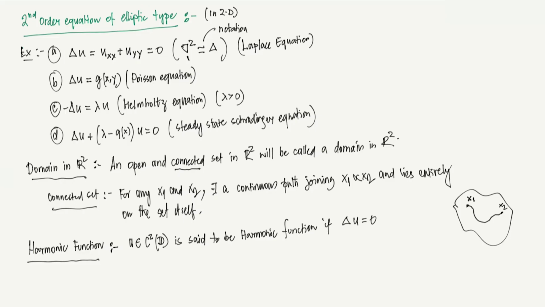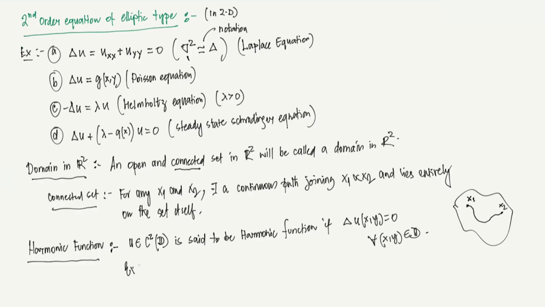Okay, so I should write it properly. If the Laplacian of u at the point (x,y) equals 0 for all points (x,y) in D. You understand? For every point in that domain D, what we want is the Laplacian of u equals 0. Okay, so let's look at some examples of it.